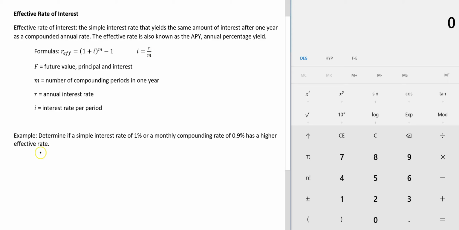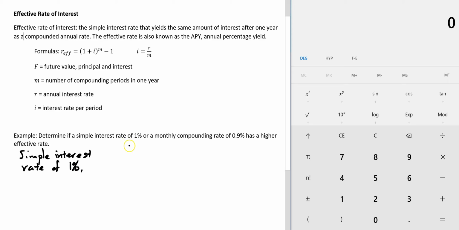In the example that I'll work through, it says, determine if a simple interest rate of 1% or a monthly compounding rate of 0.9% has a higher effective yield. The simple interest rate of 1% is simply that. It's a percent. It's 1%. There's nothing to do with this.